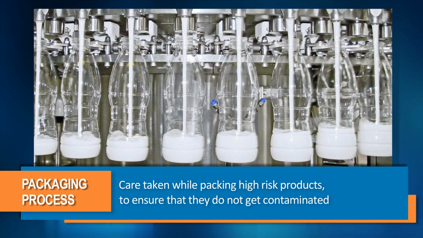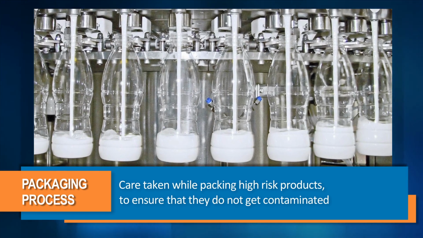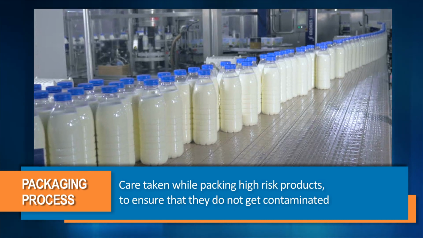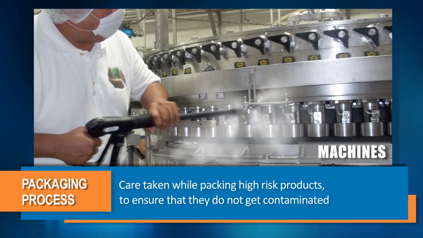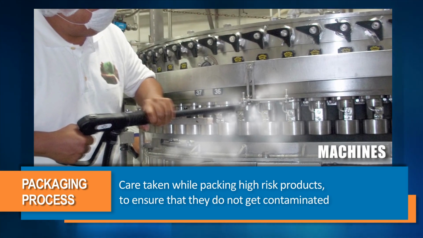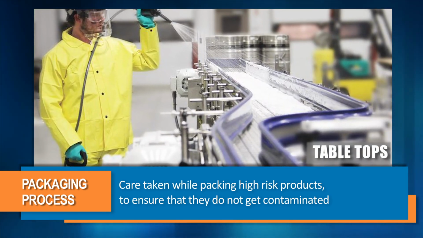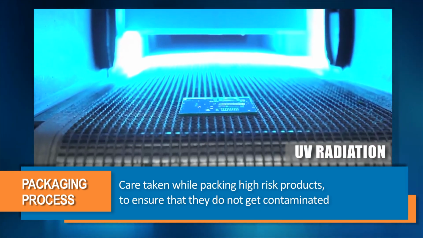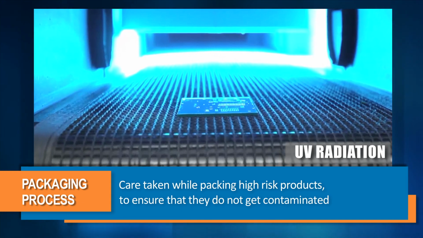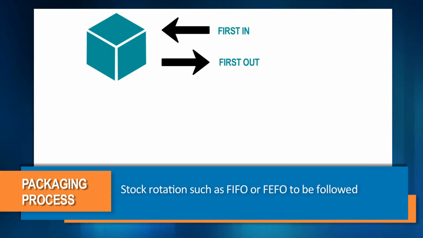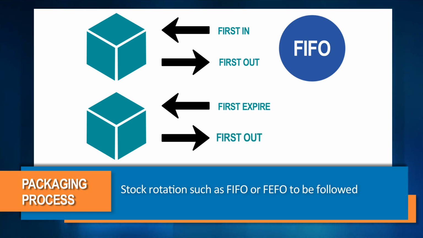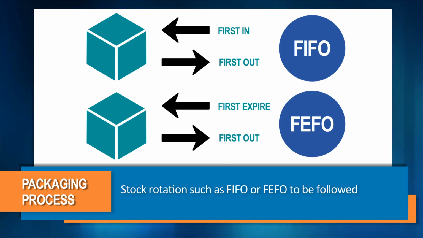Proper care shall be taken while packing high-risk products to ensure that they do not get contaminated during the process. This can be done through sanitization of machines, tabletops, personnel's hands, passing packaging material through UV radiation, etc. Appropriate stock rotation such as first in first out (FIFO) or first expiry first out (FEFO) shall be followed.